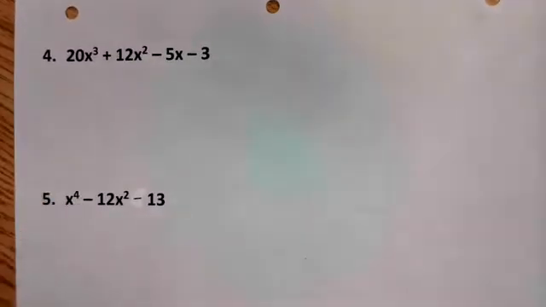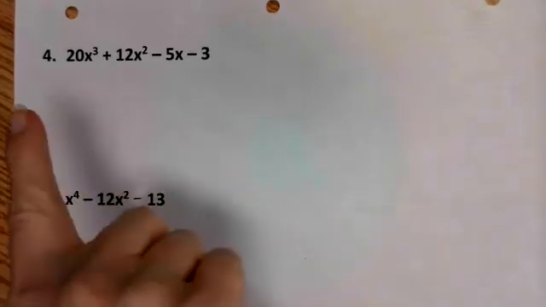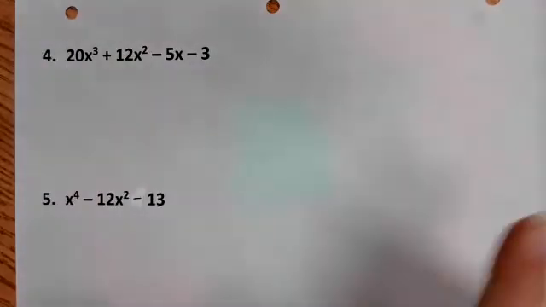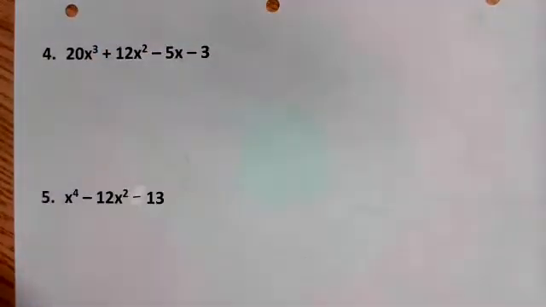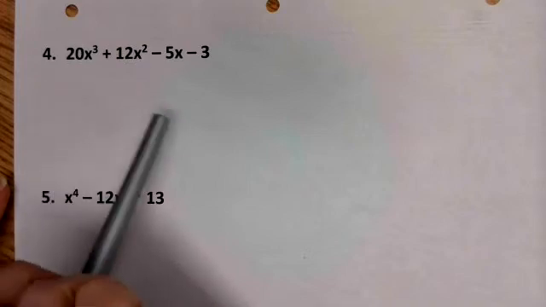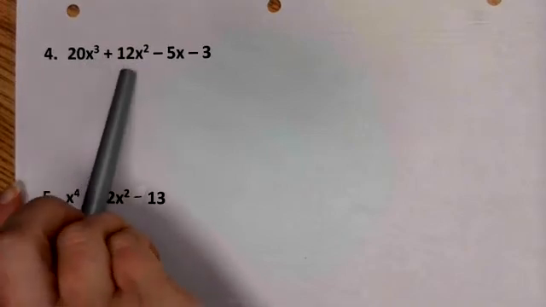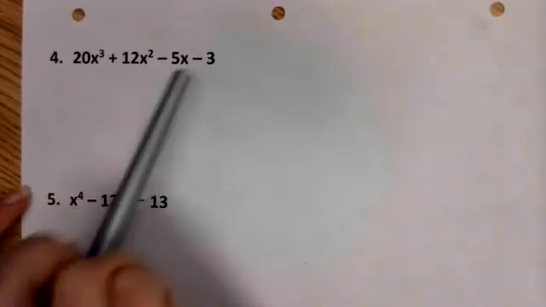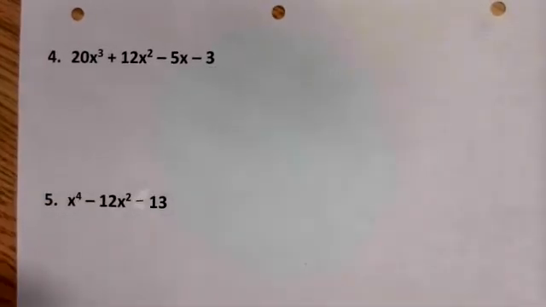All right, so looking at number 4, I have a polynomial with 4 terms. I like to group it. We're gonna group it. Okay, so first let's look for a greatest common factor. So there are factors in common, but I need all 4. So 20x cubed, 12x squared, 5x, and 3. There's not a number or a variable that goes into all of them. So I'm going to go ahead and group it.